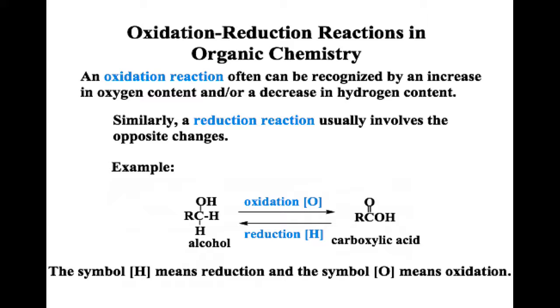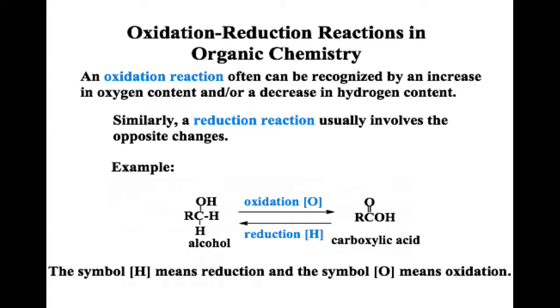That is a primary alcohol. We could oxidize it to a variety of things, but here we've got an example that is a carboxylic acid. Okay? So we have removed hydrogen and added oxygen. Notice that in this bracket we put an O. That is the abbreviation for oxidation.